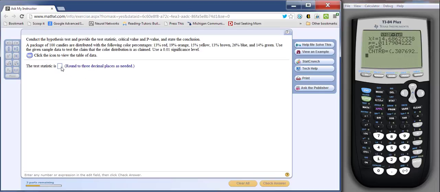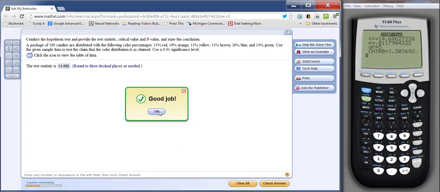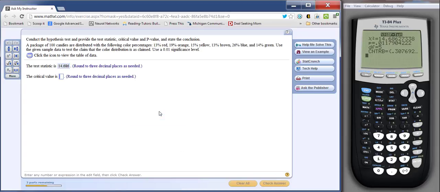So our test statistic is 14 point, now to 3 decimal places, it's 686. So now let's check the answer. Alright, great job, good job. Alright, so critical value, how are we going to get that?